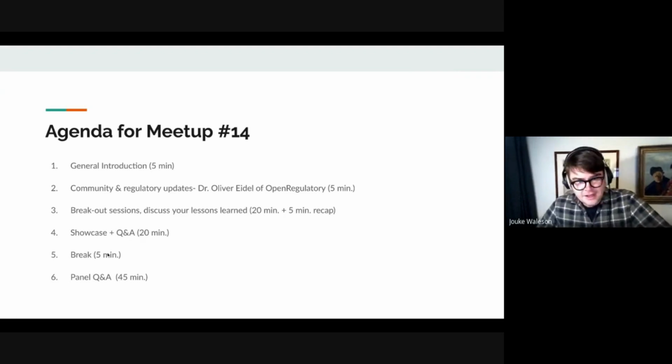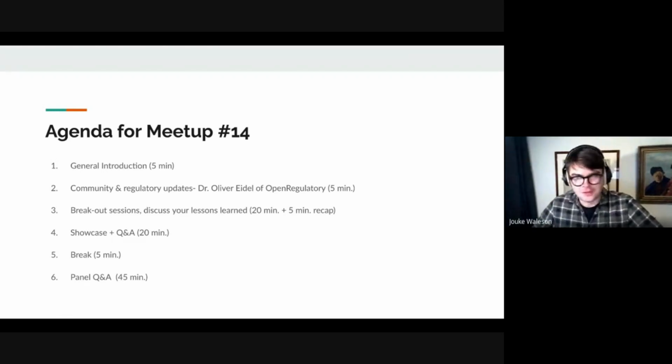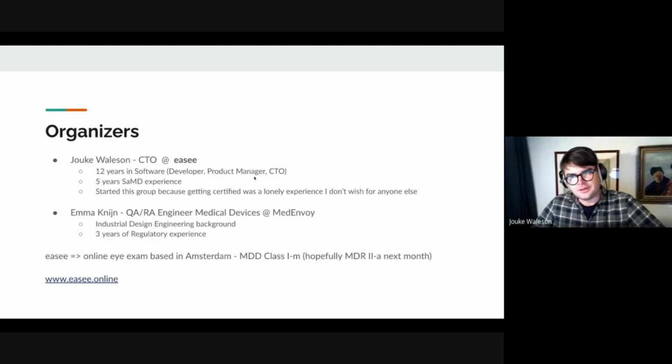Then we have a short break, and then we go to the main panel questions. The panel questions will be 6 questions that we've prepared, and after that, we will use the Google Meet Q&A functionality to vote on the top questions, and we go top to bottom, basically. That's it. Oh no, that's not it.